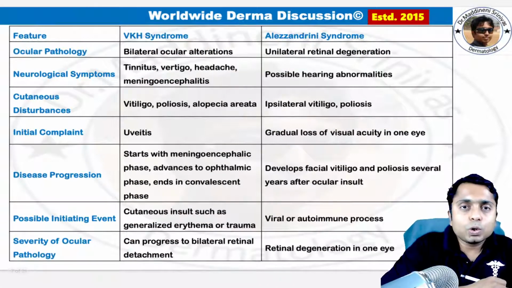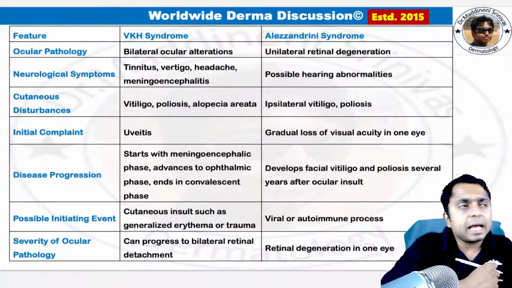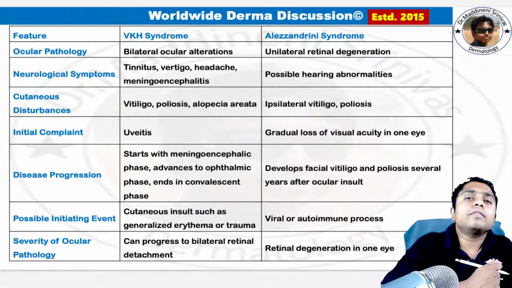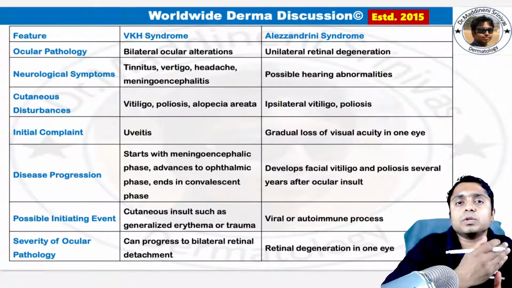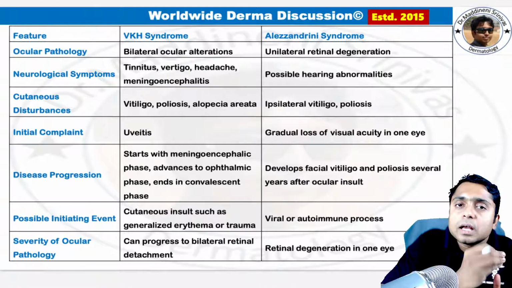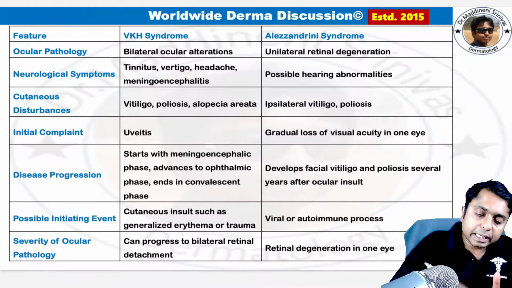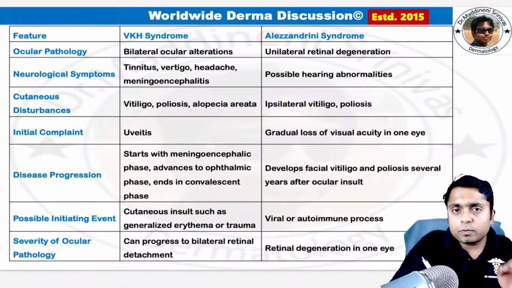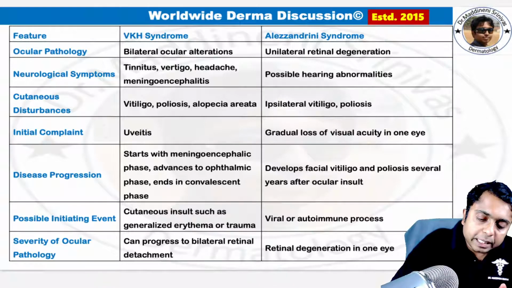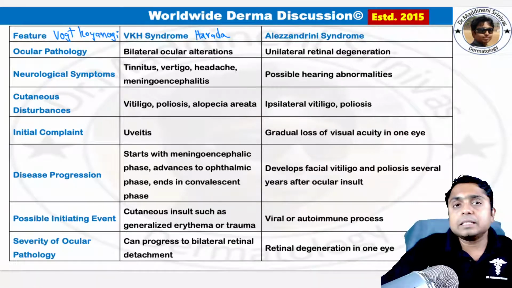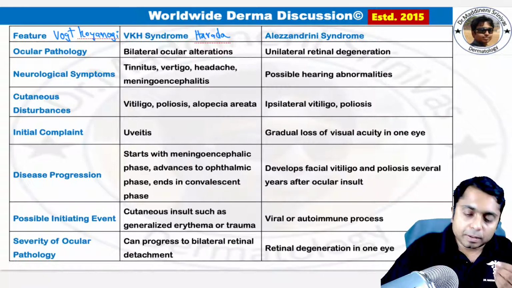Coming to the syndromes, see, VKH syndrome and Alezzandrini syndrome, I hope all of you might be aware of them, but you might not be knowing exactly what the findings are in them. So let us quickly see what those findings are. But before that, VKH syndrome is Vogt-Koyanagi-Harada syndrome. You might have read this in your third year.